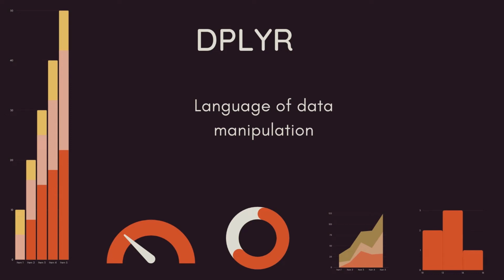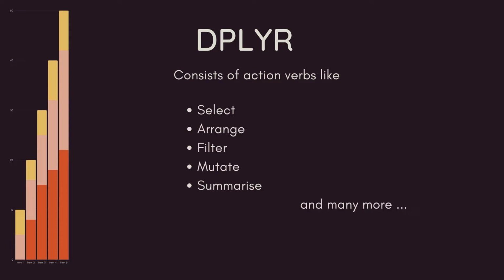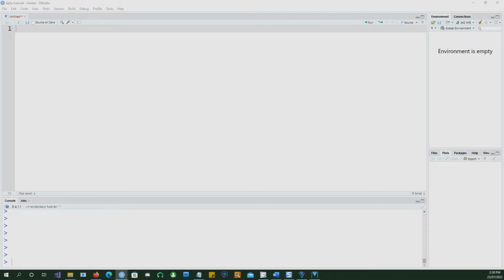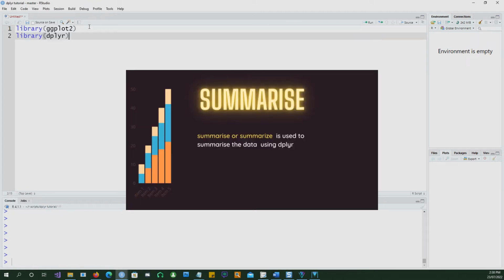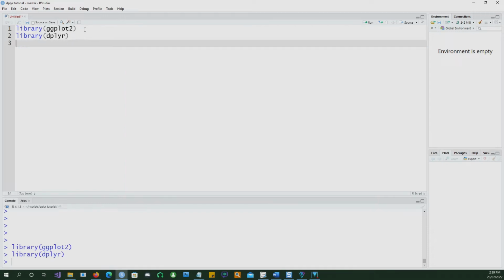DPLYR is a language of data manipulation which consists of various verbs like select, arrange, filter, mutate, summarize, and many more, which can be used to make simple or complicated data manipulation commands. So today's video is about the DPLYR summarize command. We will be using these two libraries: ggplot, just to plot some charts, and DPLYR.